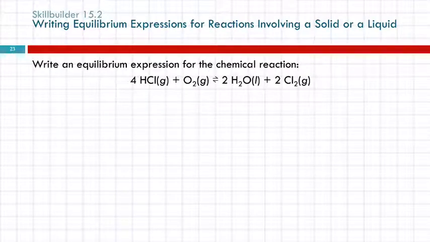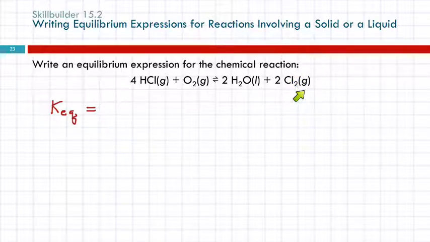So let's write an equilibrium expression for this chemical reaction. So Keq equals, we're going to take the products' concentration and divide by the reactants. So our first product is H2O, but it's a liquid, so we're going to leave that out. Its concentration doesn't change, and so we're not going to include it. So we'll just skip that.